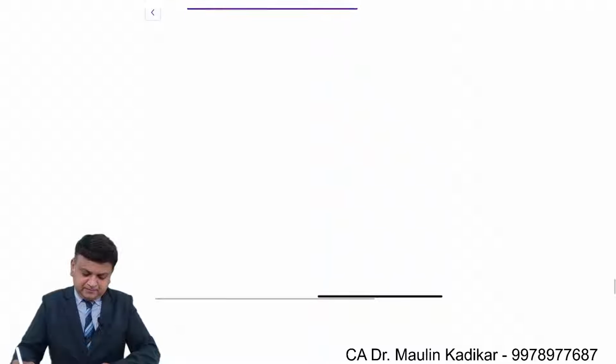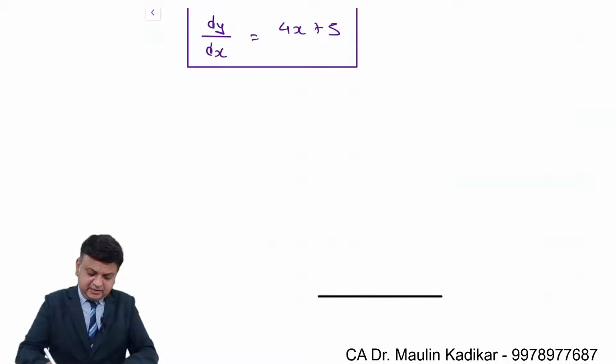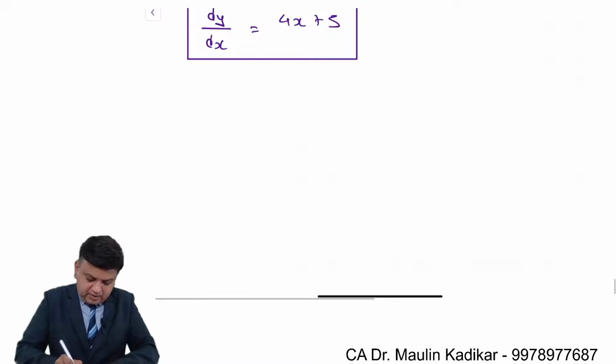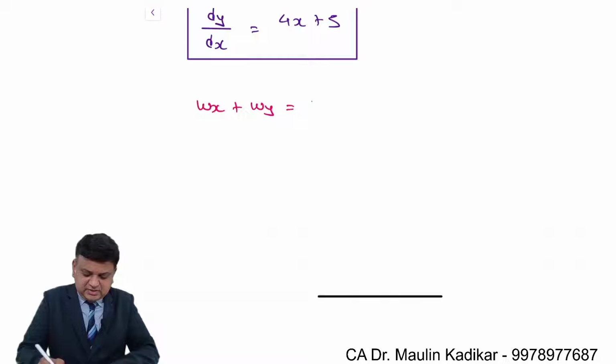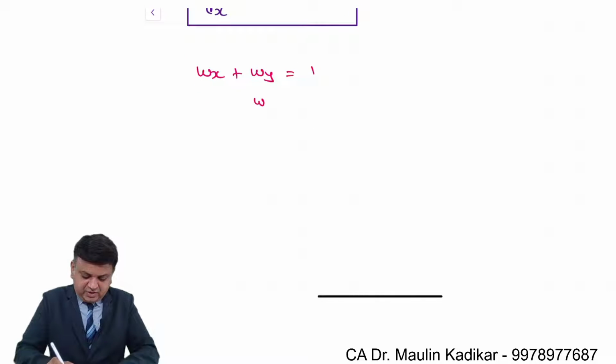Now understanding further, dear students, we understand that weight of x plus weight of y is always equal to 1. So we can say that the weight of y is equal to 1 minus weight of x. Okay.